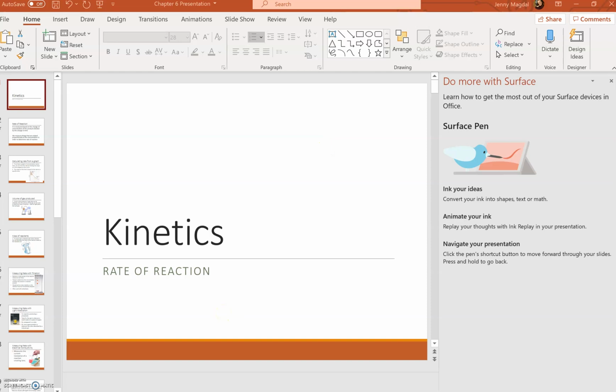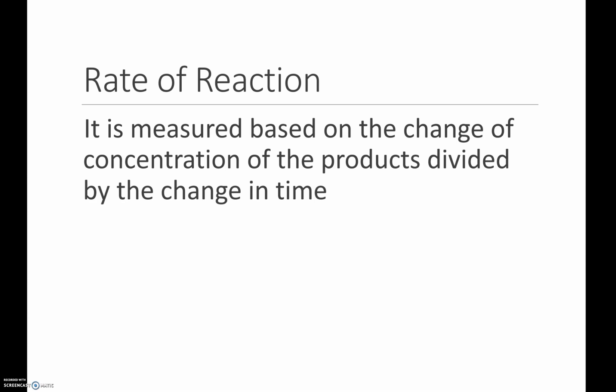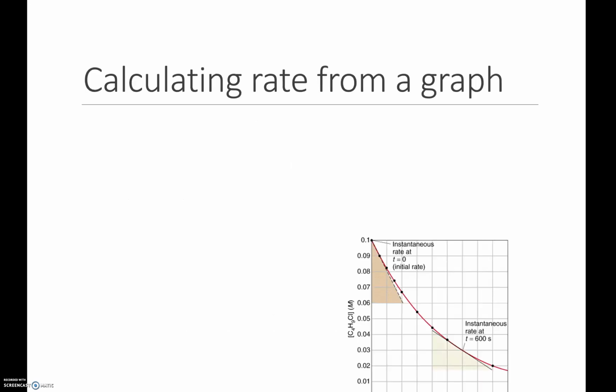These are the basics of what you're going to need to know to prepare your kinetics design lab. So starting out here, just a little intro into what is the rate of the reaction. It's measured based on the change of concentration of the products divided by the change in time. Now this is a very difficult thing to measure directly, so we end up measuring things that are related proportionally to the concentration in order to determine that rate of reaction. We're going to talk about some of those ways here.